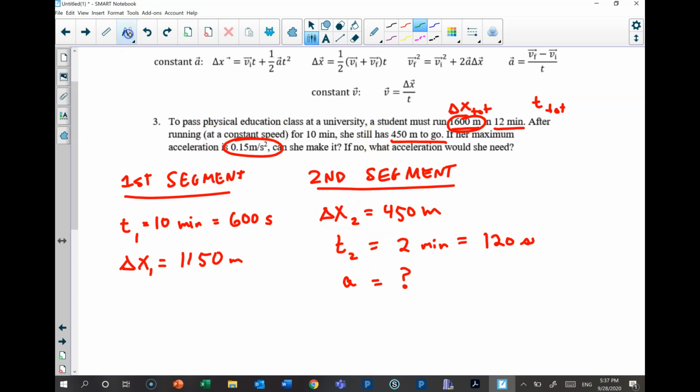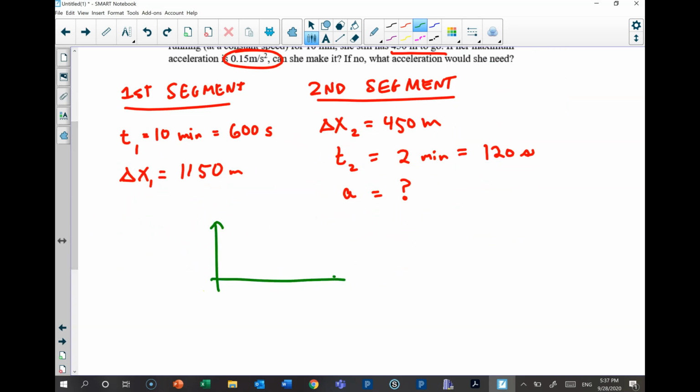So she has to run 1,600 meters in 12 minutes. After going at constant speed for 10 minutes, she has more to go, and she starts to accelerate. Wait a second. If we do a velocity graph, which can be really helpful, she's running at a constant speed, and then she accelerates during the final portion. So if her constant speed was known to us, that would be VI for the acceleration for the second segment. Can we find that constant speed?